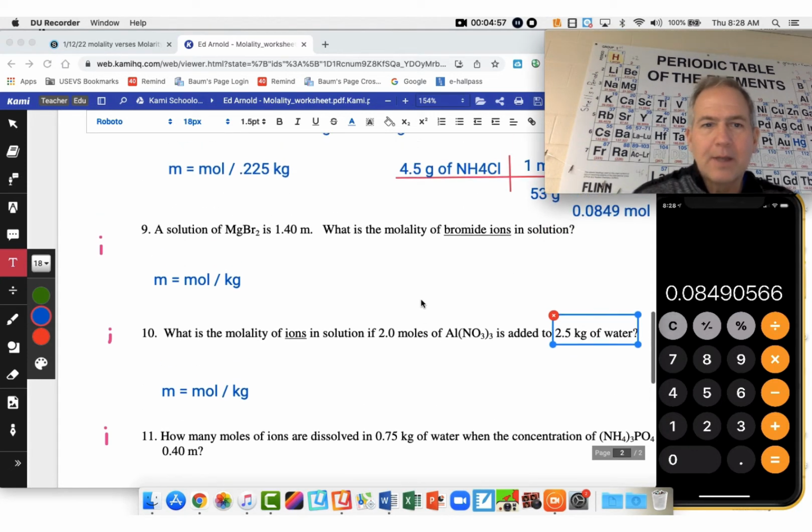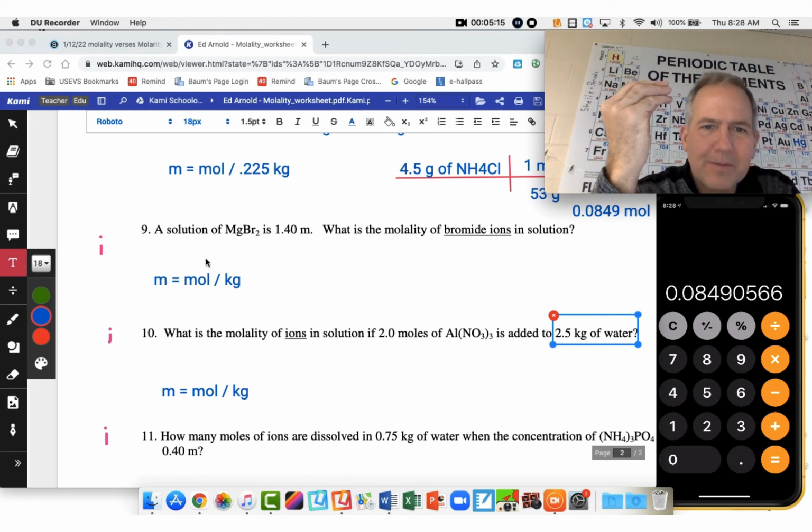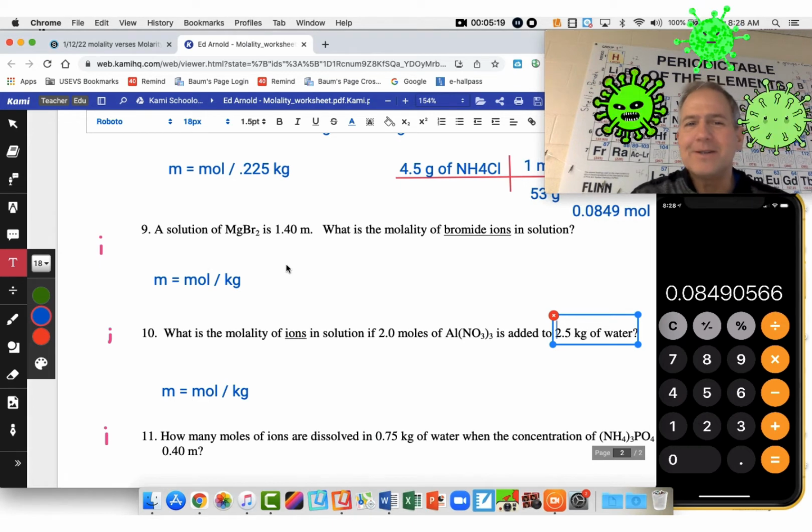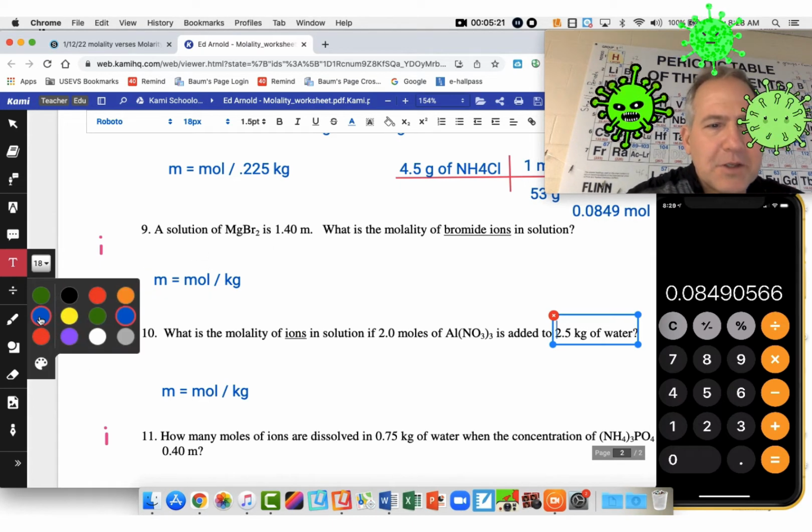Okay, now we have something a little bit different on this one. Let's read the question and we'll see what happens here. A solution of magnesium bromide is 1.4 molality. What is the molality of the bromide ions? Okay, this is not a problem. The bromide ions, they're talking about dissociation here.